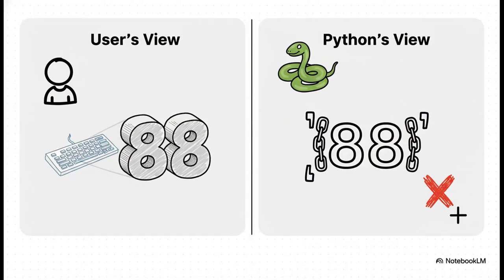This slide makes it crystal clear. Let's say you type the number 88. Python doesn't see a number it can do math with. No, it sees the character 8 followed by the character 8. It's just text. This is probably one of the biggest sources of confusion for beginners, so once you get this, you are way ahead of the game.